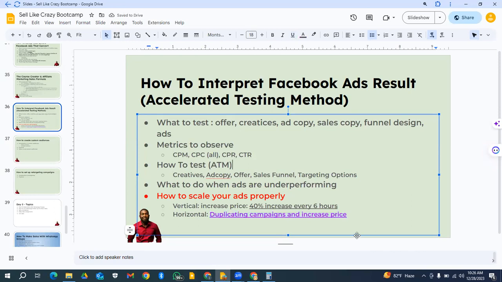All right. So that's that on how to scale your ads properly so that you don't have any issues at all.